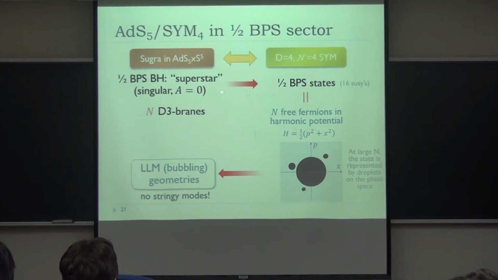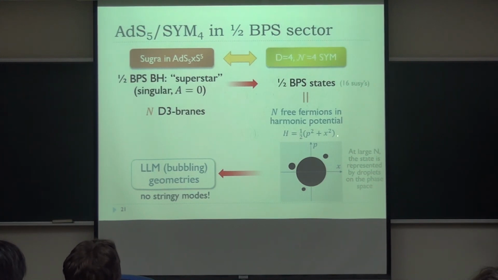And okay, so this is supposed to represent the 1/2 BPS sector of the theory. And if you go to the CFT side, so D equals 4, N equals 4 super Yang-Mills, then you're supposed to consider an ensemble of 1/2 BPS states, preserving 16 supersymmetries. And it is known that this sector can be described by N free fermions in a harmonic potential. So this is the simplest possible system you can think of. So this is the phase space of this free harmonic oscillator.